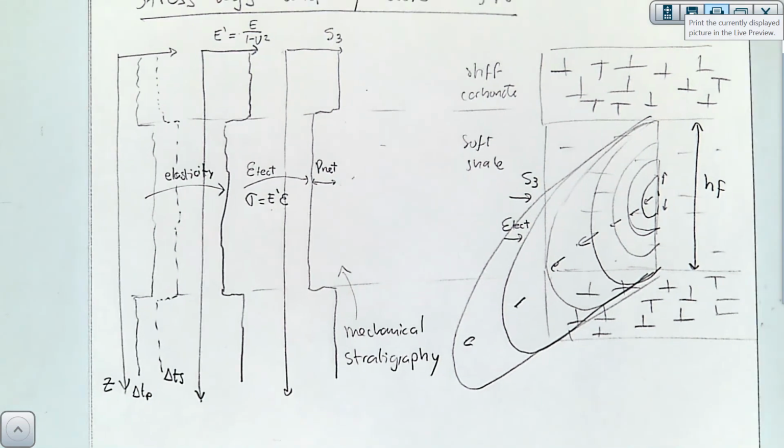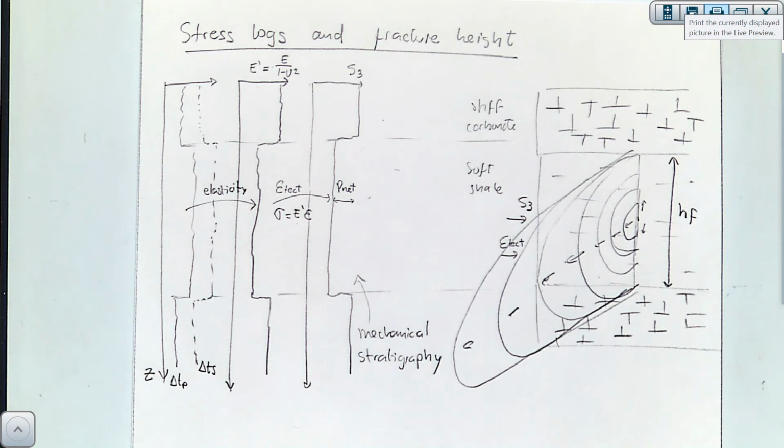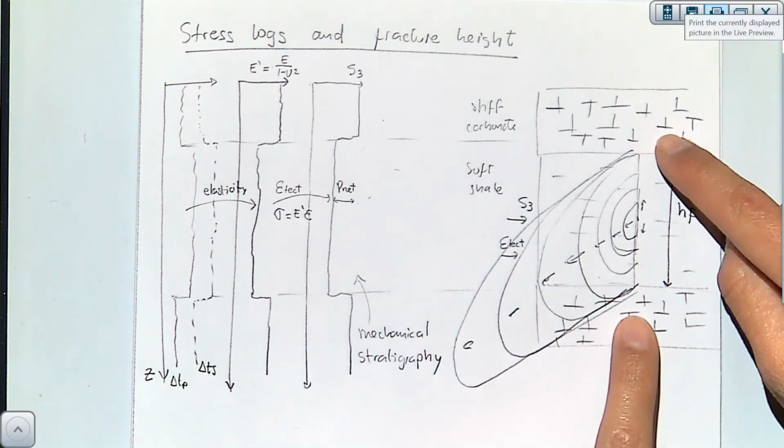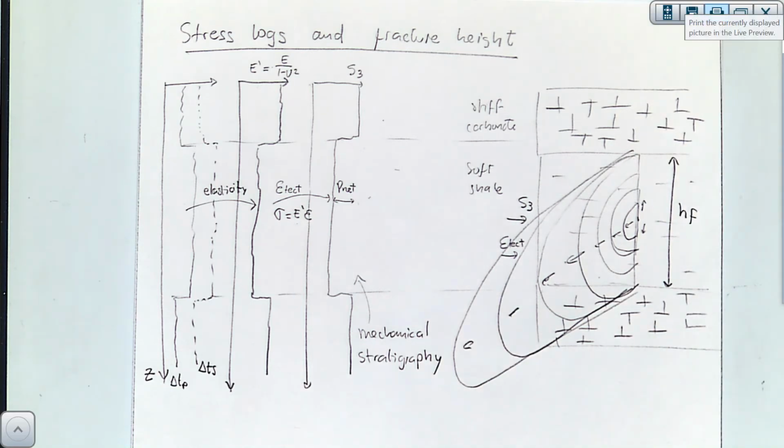All right, well, this is a very simple example, but the concept is very simple. It's just that in some conditions it may get a little bit more complicated. Do you have any question about this? So again, the hydraulic fracture is going to be limited by stress contrast. That's the main factor that controls fracture height. In some other cases, it may also be the property of the rock, but that's a second order effect.